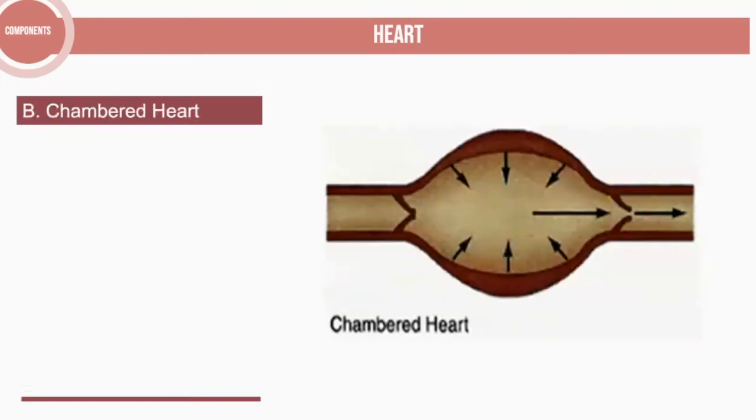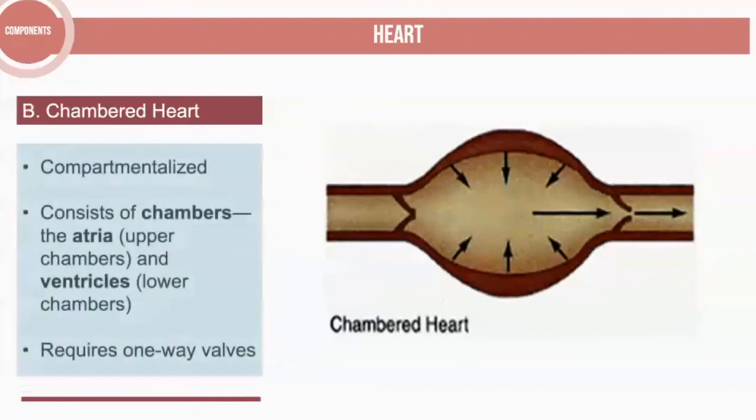Next, we have the chambered heart. As the term implies, it's chambered, so that means it's compartmentalized. It has different sections with septa, with tissues separating one chamber from the other. These chambers are generally divided into two. You have your atria, which are the upper chambers, and the ventricles, which are the lower chambers. In the animal kingdom, there are modifications. So you have the four-chambered heart, the three-chambered heart, etc.